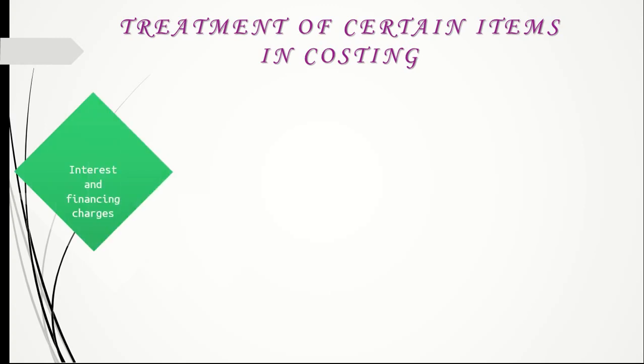Treatment of certain items in costing. 1. Interest and financing charges. Examples: interest on borrowings, cash discount allowed to customers, etc. Interest and financing charges shall be presented in the cost statement as a separate item of cost of sales. 2. Depreciation.